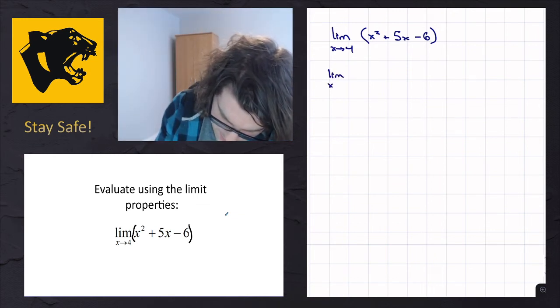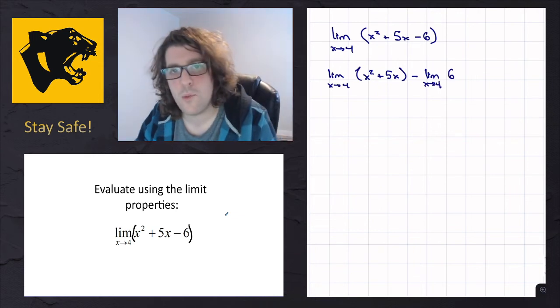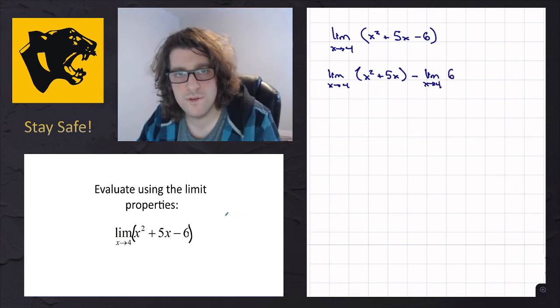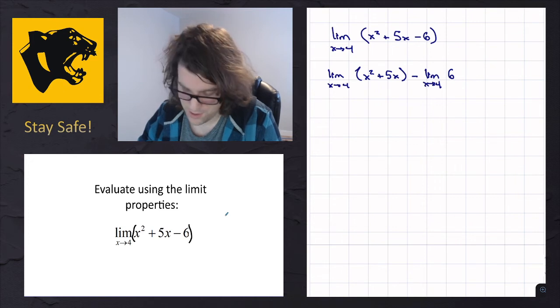So the limit as x approaches 4 of x squared plus 5x minus the limit as x approaches 4 of 6. So that is one of our properties. If we have a subtraction involved, you can take the stuff before the subtraction, take the limit of it, and subtract the limit of the stuff afterwards.